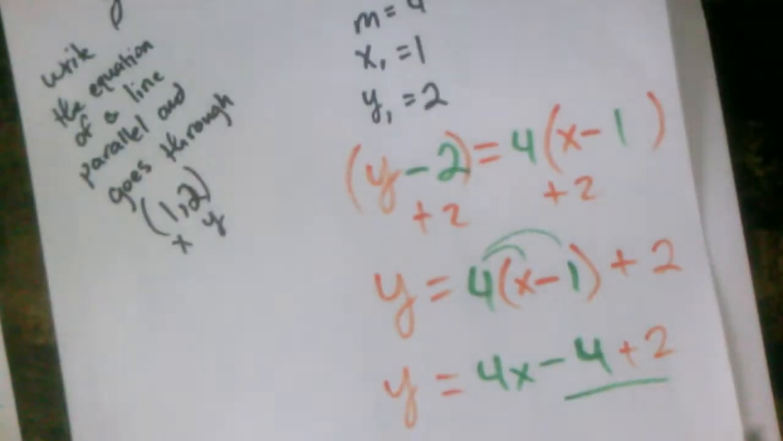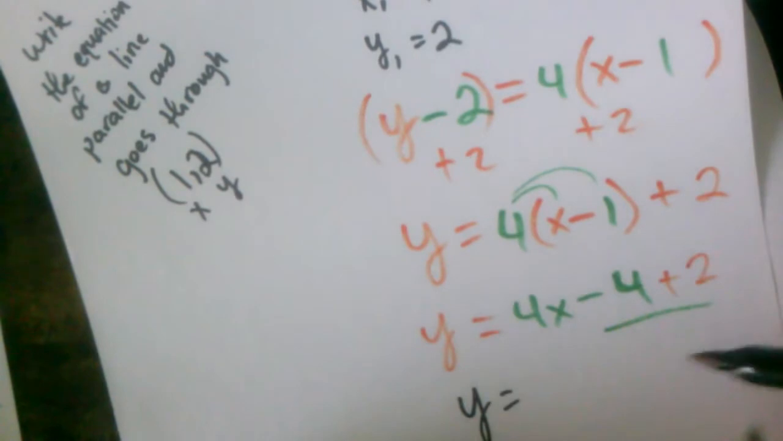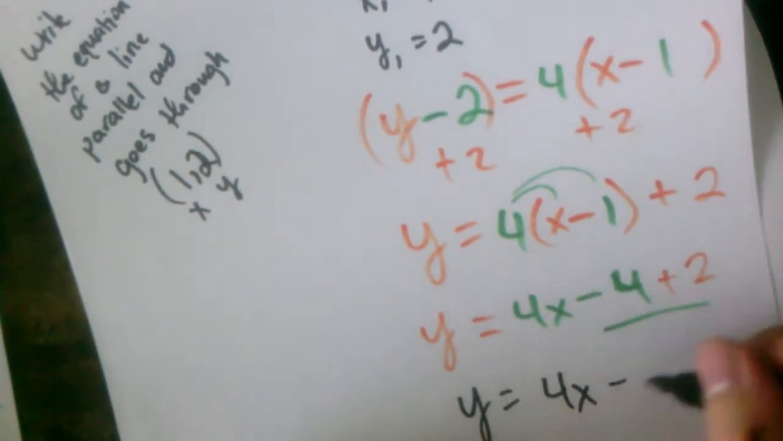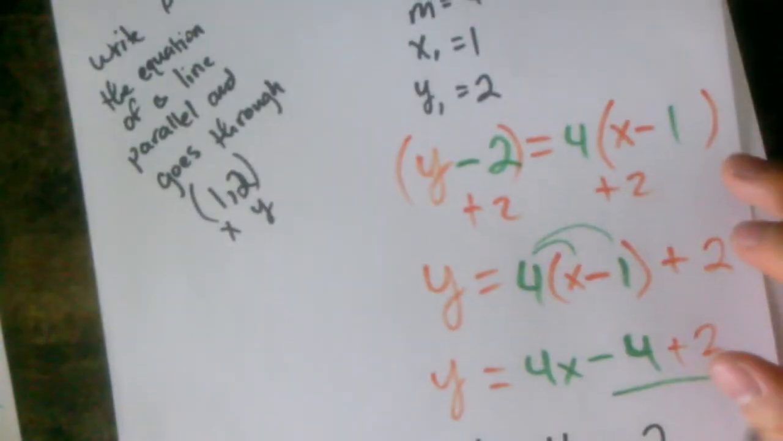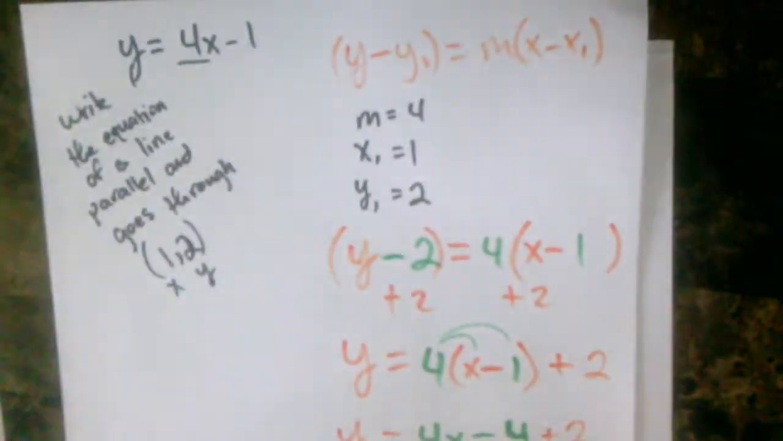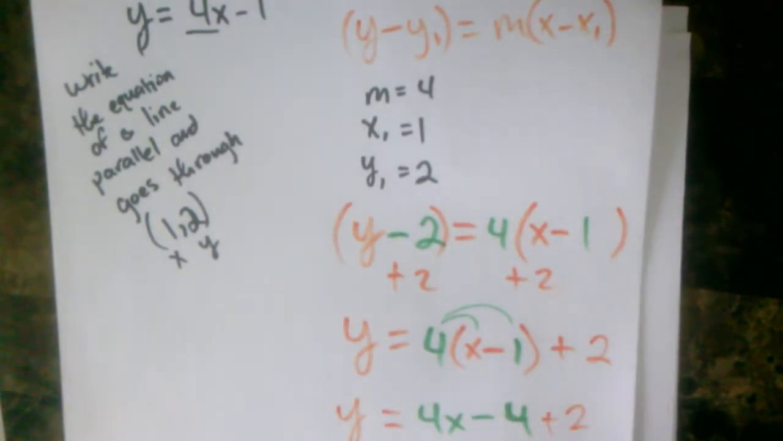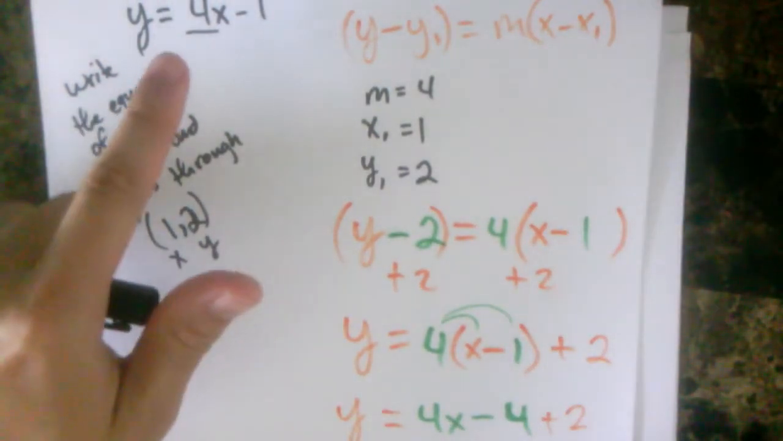After you combine those two, so negative 4 plus 2, hopefully you'll know that a negative 4 plus 2 is a negative 2. You end up with y is equal to 4x minus 2. And you will notice, let's raise this a little bit, you'll notice that our new problem looks like this, and our old equation looked like that.